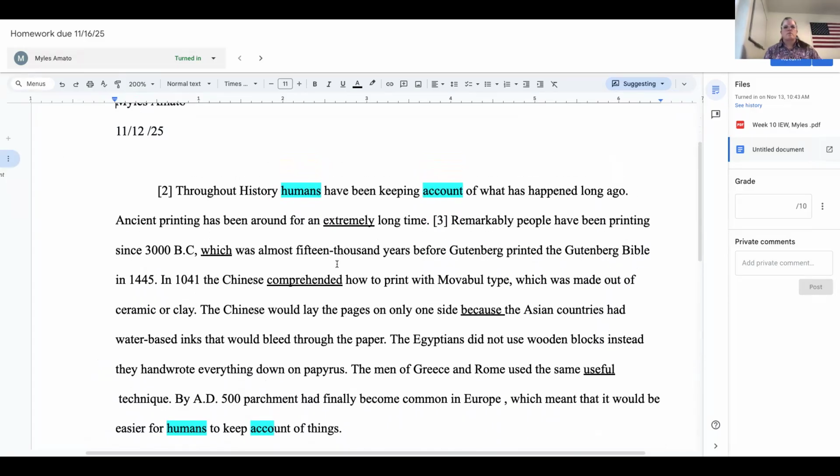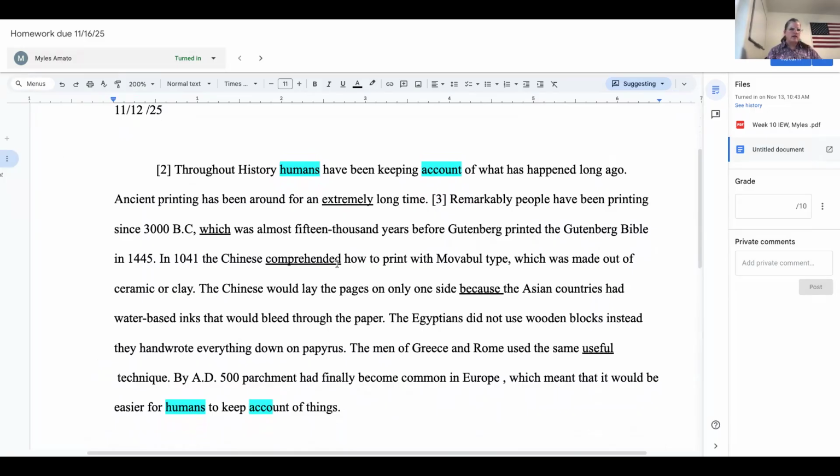We read it, okay. Throughout history, I like how you started that with a prepositional opener. Throughout history, humans have been keeping account of what has happened long ago. Ancient printing has been around for an extremely long time. Remarkably, people have been printing since 3000 BC, which was almost 15,000 years before Gutenberg printed the Gutenberg Bible in 1445.